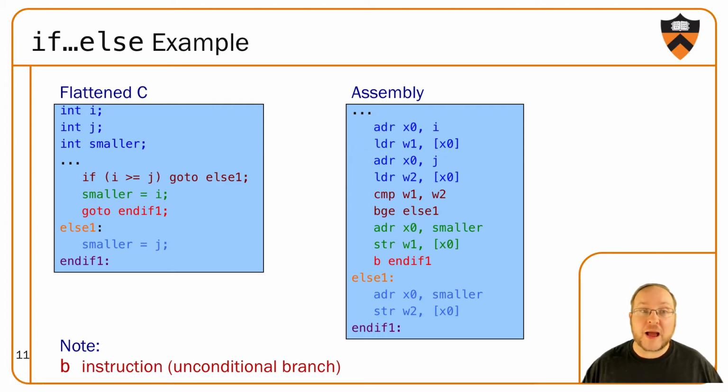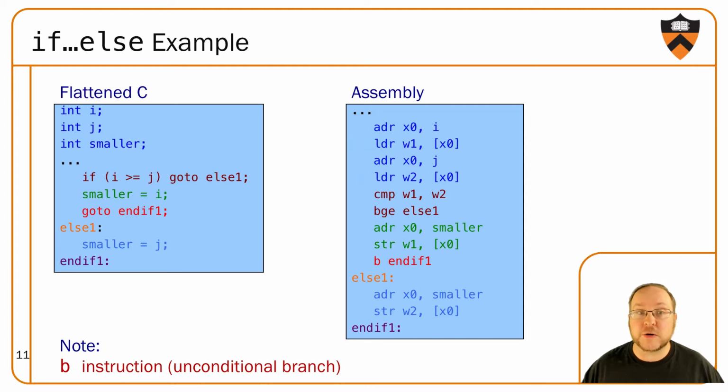In blue, we get i's value and j's value by getting their respective addresses into registers and completing the LDR operations to get the values themselves from memory into registers. In maroon, we do the comparison, comparing i with j. Again, note that the semantics of the conditional branch fits the flattened C. If i is greater than or equal to j, that should go to the alternative, so jump there.